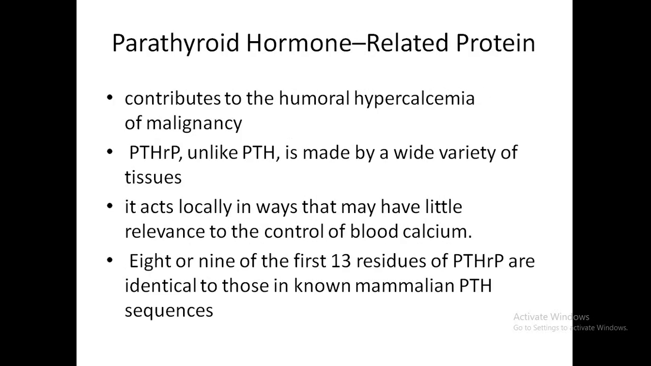Coming to PTHrP, parathyroid hormone-related protein contributes to humoral hypercalcemia of malignancy. Unlike PTH, which is usually made by the parathyroid glands, it is made by a wide variety of tissues. And it acts locally in ways that may have little relevance to the control of blood calcium. So it has a strong paracrine as well as autocrine effect in the cells in which it is secreted. And 8 or 9 of the first 13 residues of PTHrP are identical to the mammalian PTH sequences. So that is how PTHrP will mimic the PTH action.